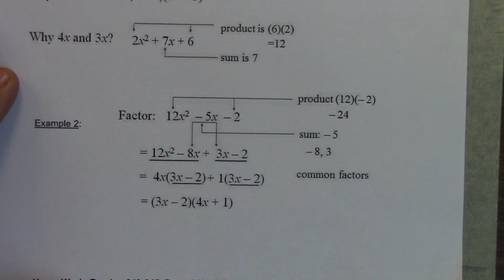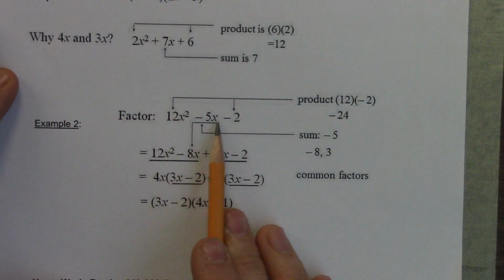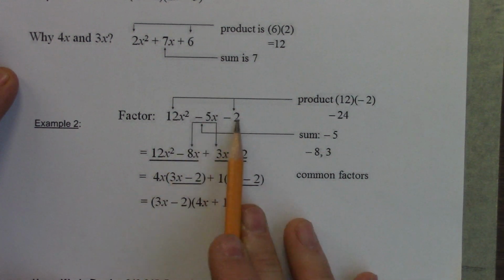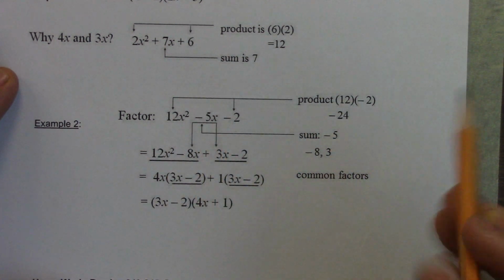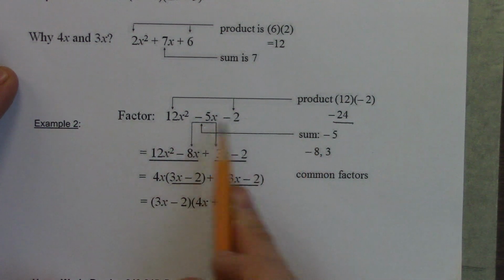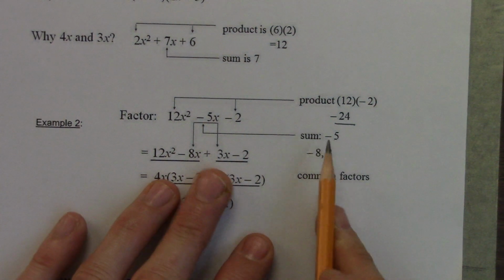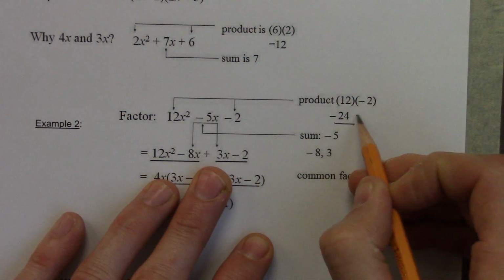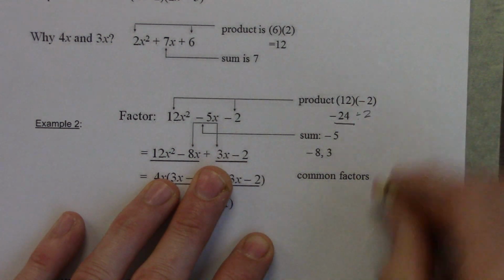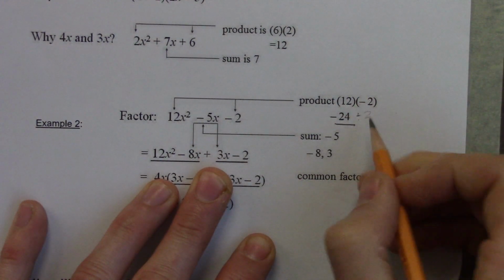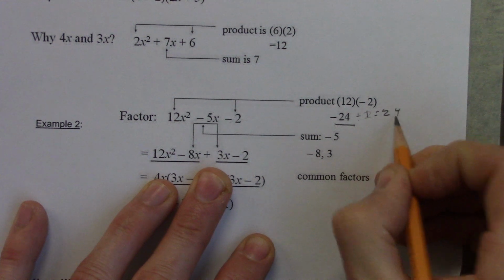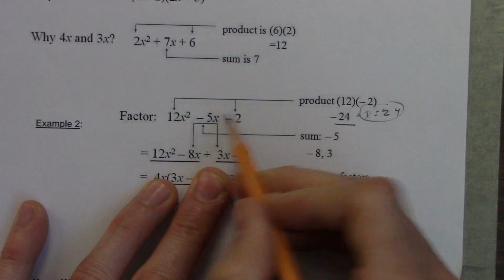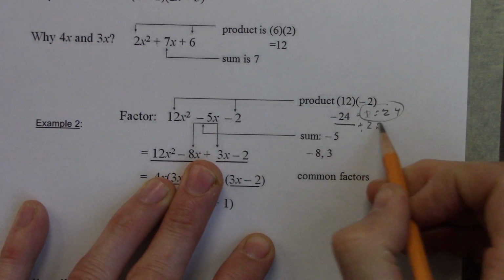Okay, example 2. Here we go. 12x squared minus 5x minus 2. The product here is 12 times negative 2, so we're going to get negative 24, and we're going to get a sum of negative 5. So by decomposition, you take the negative 24, you divide by 1, right? This is the long way. And you get 24. Can you use 24 and 1 to make 5? No. Divide by 2. You get 12.